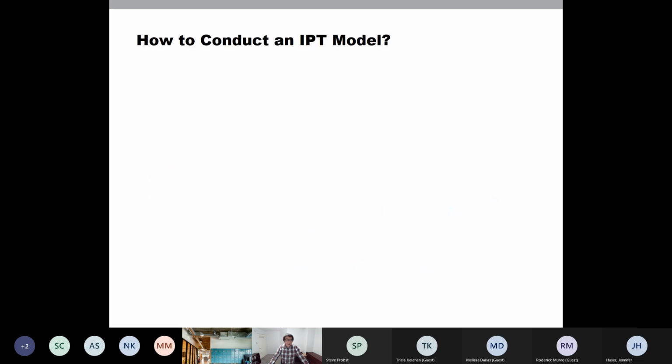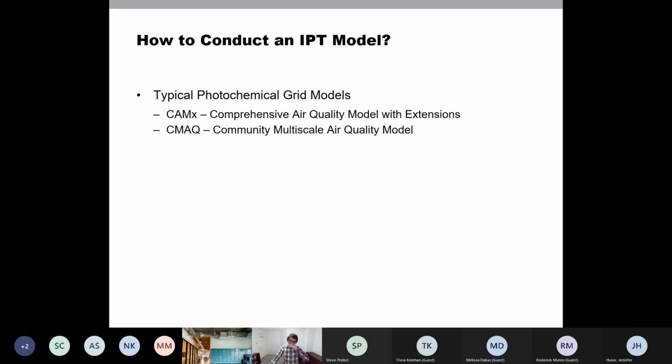So how do we do this inter-precursor trading model? Typically, the photochemical grid models currently on the market are CAMx and CMAQ. CAMx is developed by a consulting company, which maintains the version, and I would say more photochemical grid modeling is done using CAMx than CMAQ. CMAQ is the EPA-maintained photochemical grid model, but both are accepted for inter-precursor trading, and also used in SIP modeling.